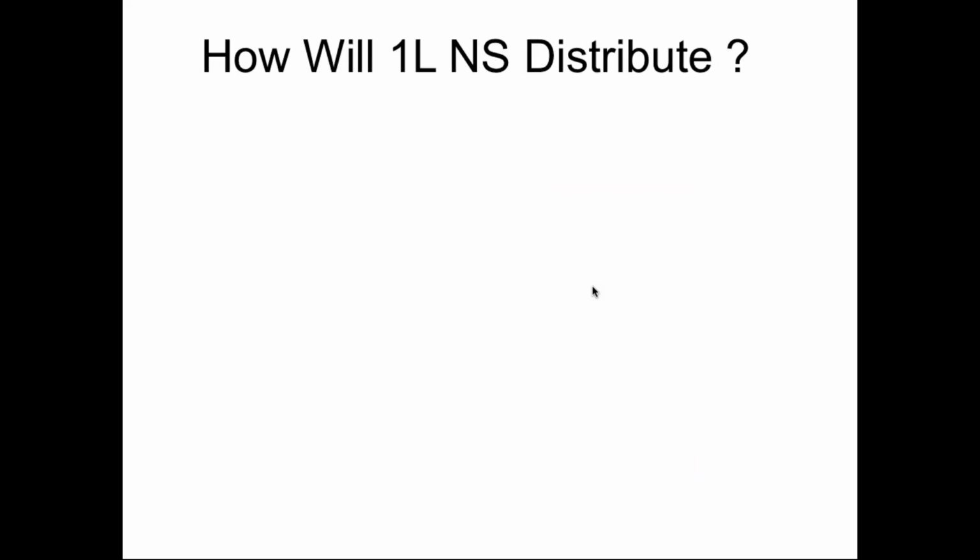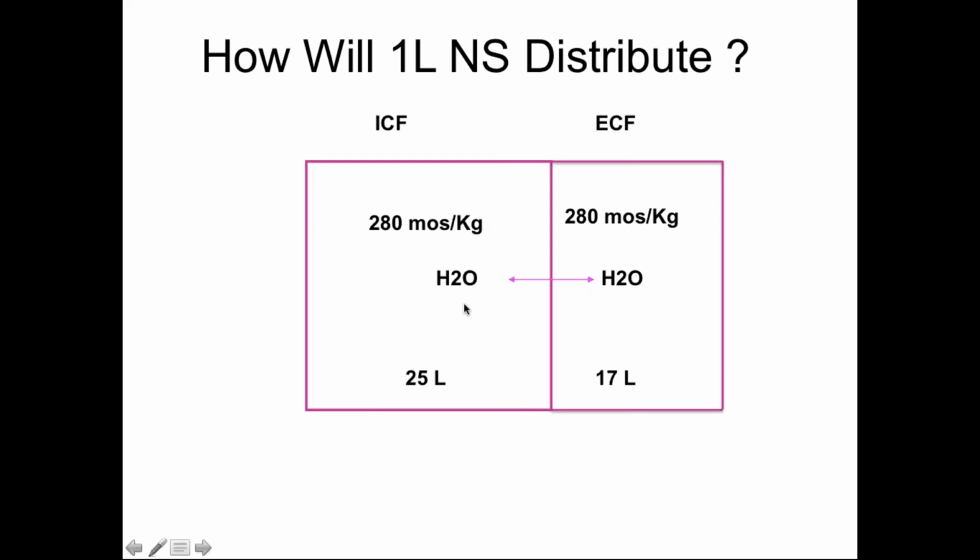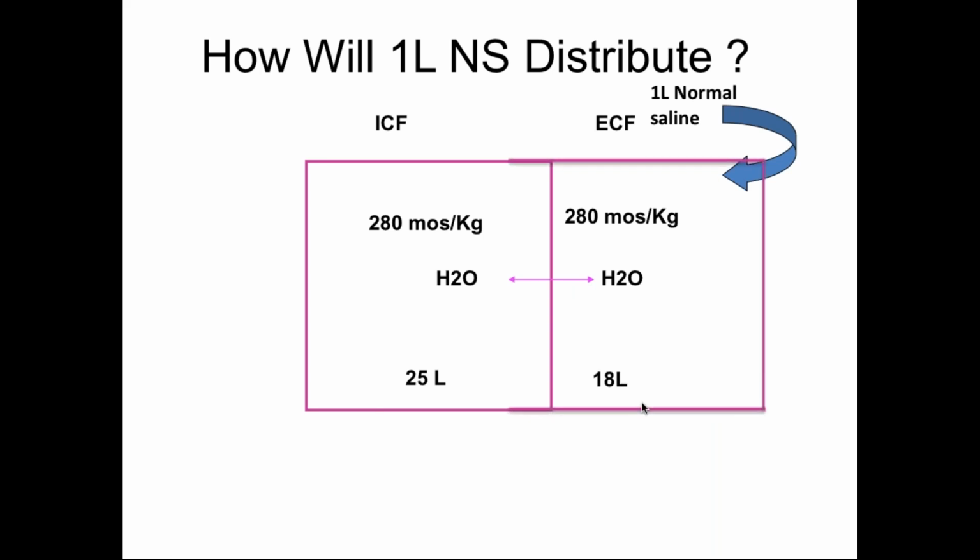Now let's look at how 1 liter normal saline will distribute. So again, we have the same 70 kilo person with 25 liters in the intracellular compartment and 17 liters in the extracellular compartment. And now when we give him 1 liter normal saline, because the normal saline is limited only to the extracellular compartment, all of this 1 liter fluid will remain in the extracellular compartment. And as the osmolarity is isoosmolar, the osmolarity will not change. And this person now has 18 liters in his extracellular fluid compartment.